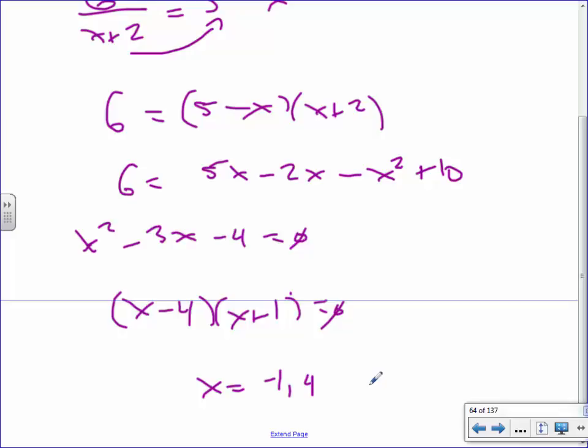Sound good? Quick double check. What's the one value we couldn't have ever used? Negative 2. Now we're good. Sweet. Not going too fast here? Okay, let's find the hardest one then.